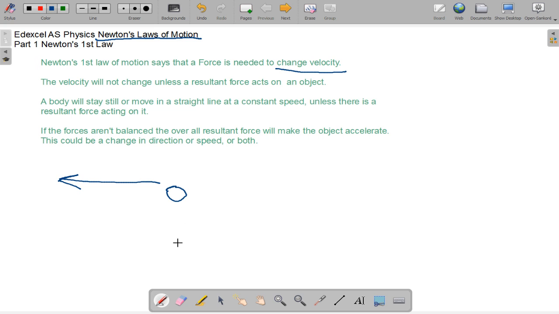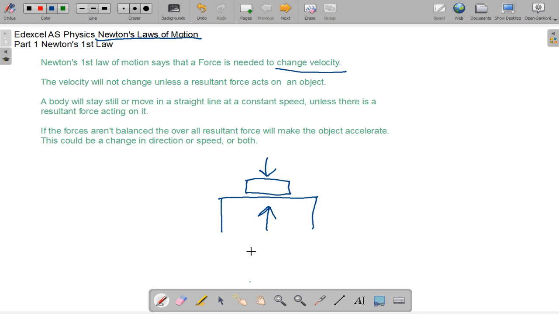And an example of a Newton's first law pair is when you have a book on a table, gravity's pushing it down, and the table is pushing upwards on the book. This is what's known as a Newton's first law pair, where they're two separate interactions, but the two forces are allowing that book to stay on the table.